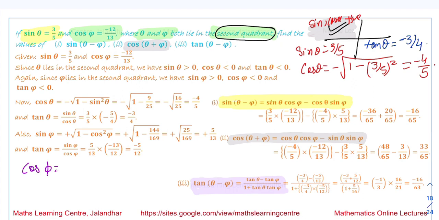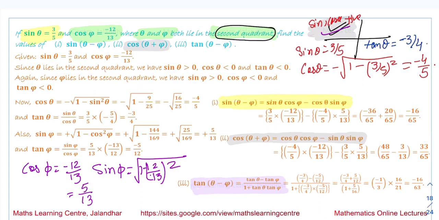Similarly, when we are calculating, cos phi is given to be minus 12 by 13. Sine phi will be with the plus sign, because it is in the second quadrant, sine will be positive. So it is square root of 1 minus 12 by 13 square. The answer we obtain for this is 5 by 13 with the positive sign. This is the value of sine phi. So the value of tan phi that we will have is minus 5 by 12.